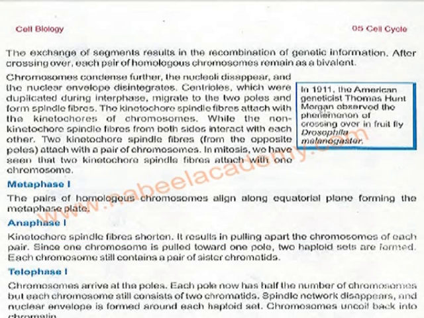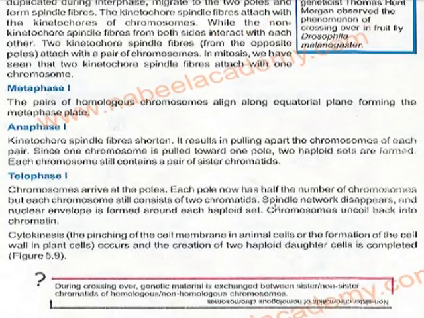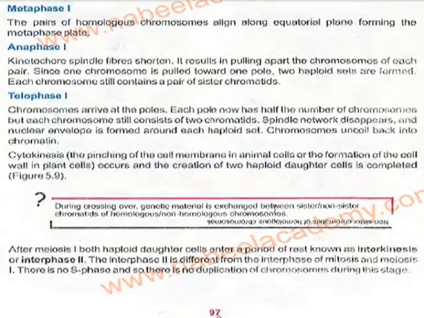The American geneticist Thomas Hunt Morgan observed the phenomenon of crossing over in the fruit fly Drosophila melanogaster. They can ask you the scientific name of the fruit fly, which is Drosophila melanogaster. Okay, it is present. It is done. It is there in your book, so they can ask you anytime.